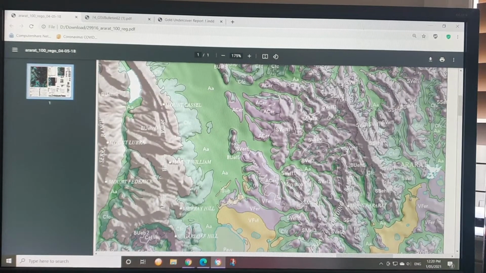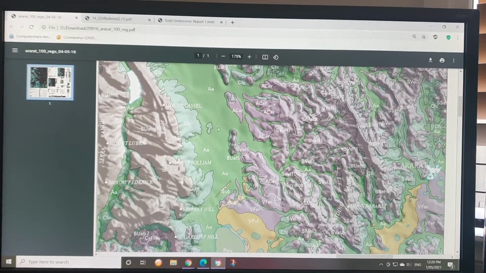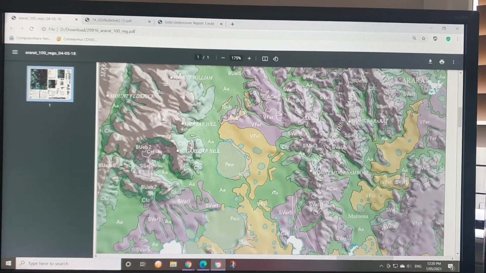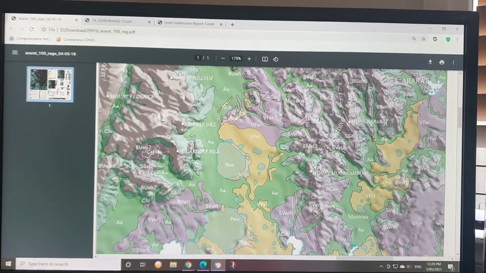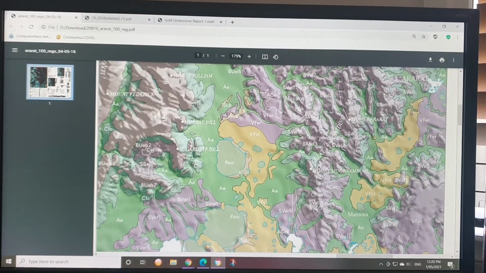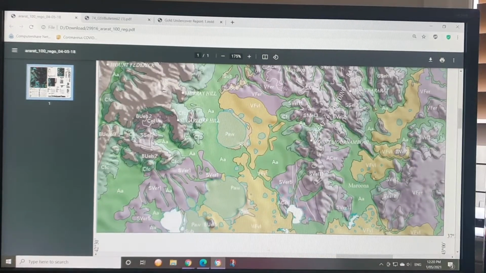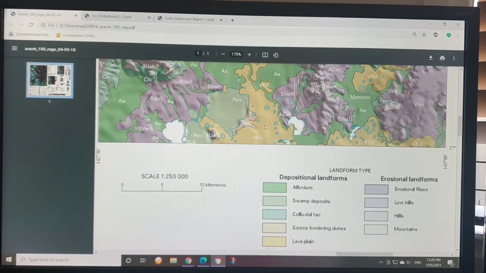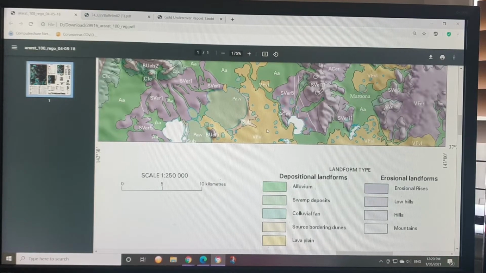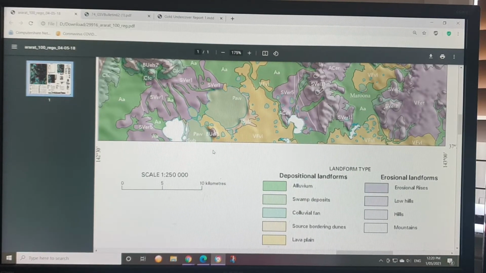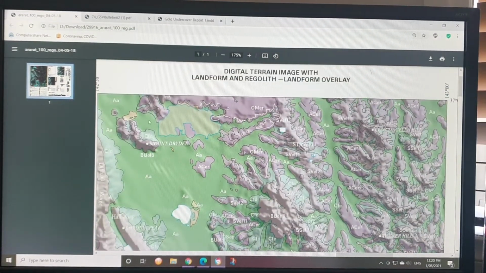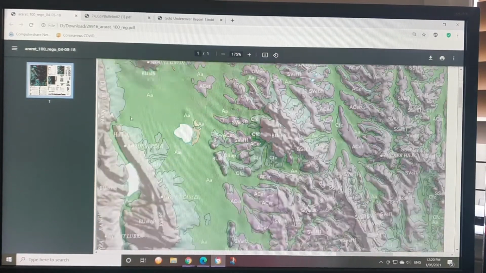But here we actually have the regolith. Pretty much all this is highlands. The greens is the alluvium. That's where it's been eroded from these rocks here and transported down and deposited. There's a map here. This is actually lava source bordering dunes, so that should be up north. It looks like there are some dunes there.